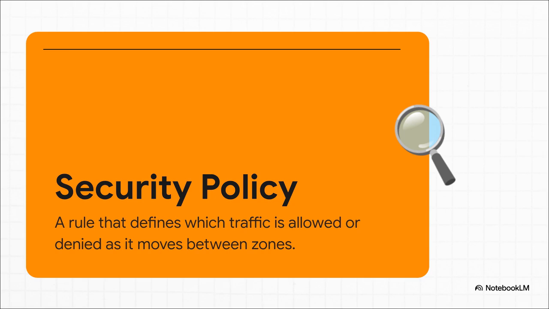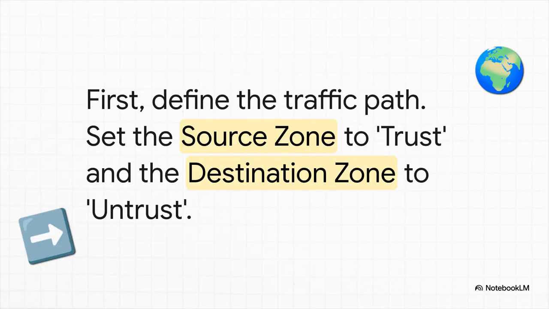When any kind of data tries to move from one of our zones to another, say from your safe trust zone out to the wild west of the untrust internet, a policy has to be there to say, yep, you're good to go, or nope, you're not allowed. Let's build a super common rule, one that lets our users get to the internet.